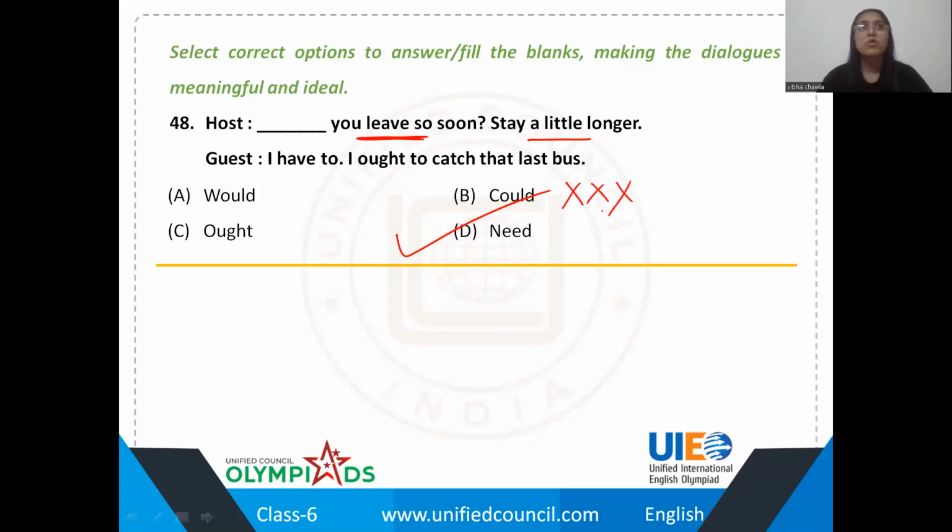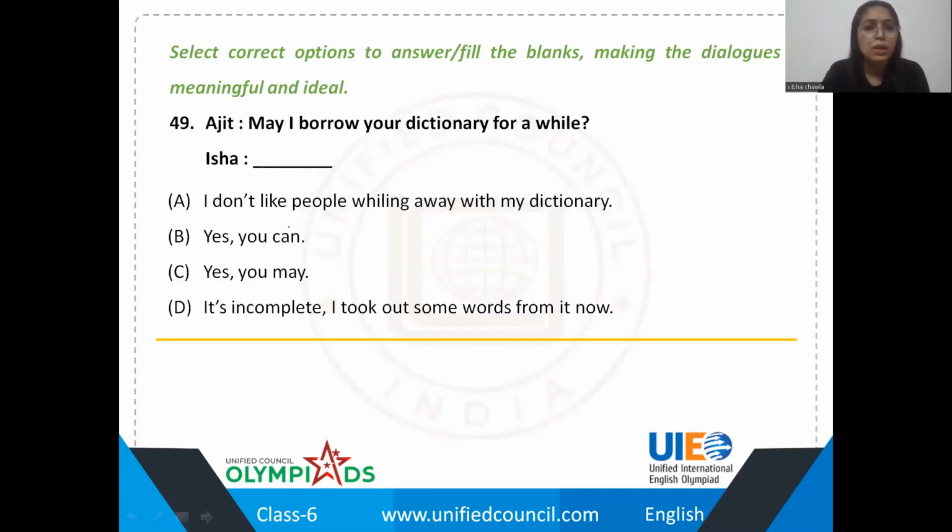Could is used to show past ability, or it can be used to make a polite request. But not in this case for sure. Would can be used to make a wish, or it can be used to show past habit. It can be used to talk about future in the past. So in this case it doesn't make any sense. Ought is not a modal verb. Ought to is the right modal verb. So definitely need is the right answer.